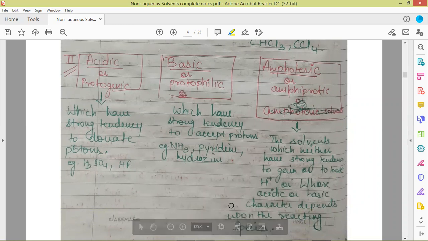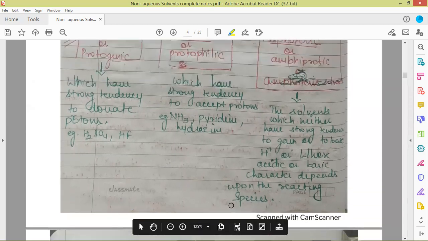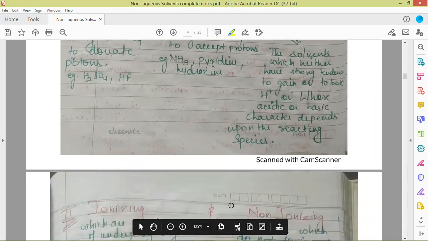These are solvents which neither have a strong tendency to gain or lose H positive, or whose acidic or basic character depends upon the species with which they are reacting. So they do not have any strong tendency for either gaining or accepting a proton, but they can do both things based upon the substance with which they are reacting. If they are reacting with a strong base, they will behave as an acid, and if they are reacting with a strong acid, they will behave as a base.